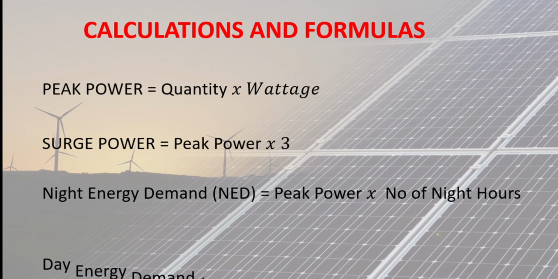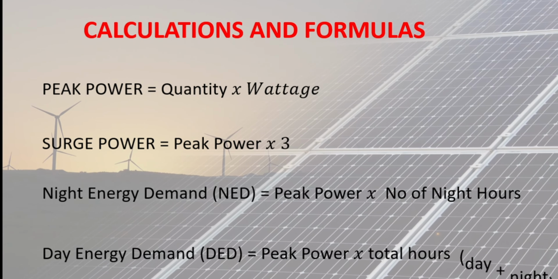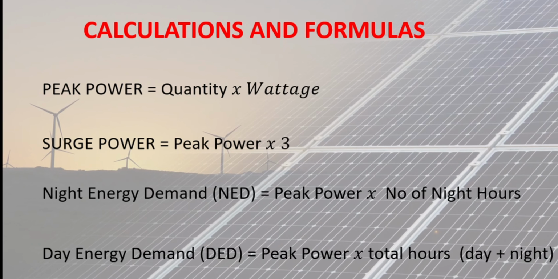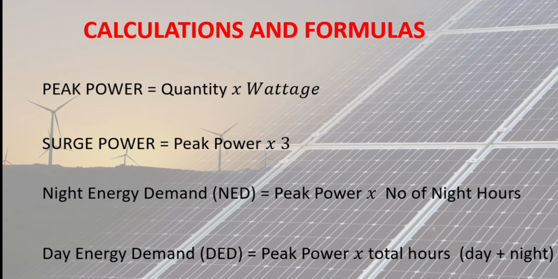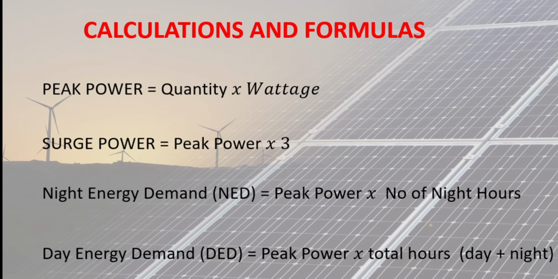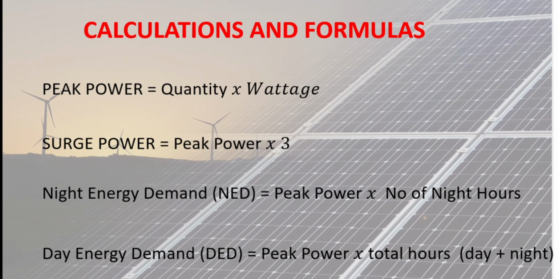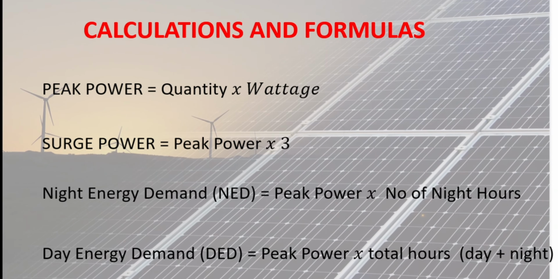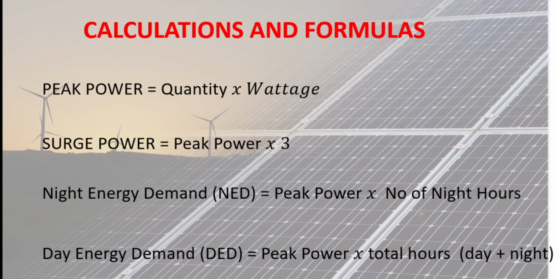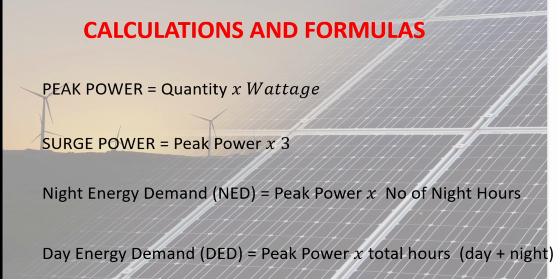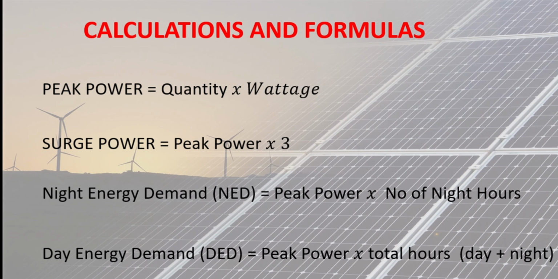In day energy demand, this is the total energy being required or being used by the devices, right? Now, how to calculate the day energy demand? You multiply the peak power by the total number of hours. This total number of hours includes the daily hours and the night hours. So you add the hours during the day and the hours during the night.